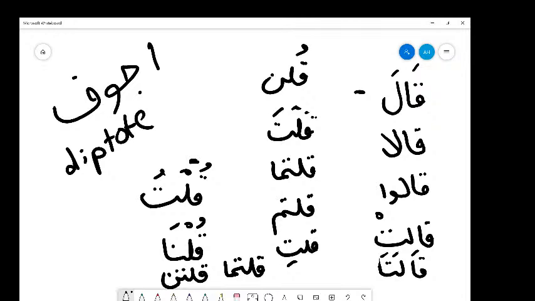Keep going. قالت, she said, لا, ما عندي منديل أسود. I do not have a black handkerchief. It's not mandil, it's mindil. Kasra on the meme. Okay. Next.